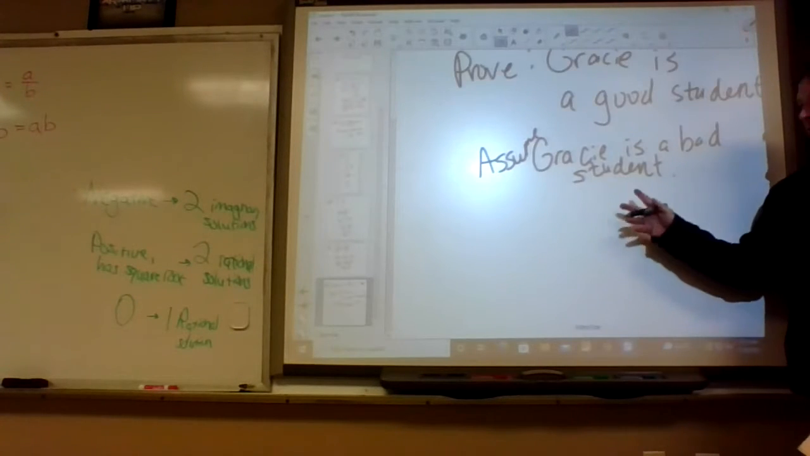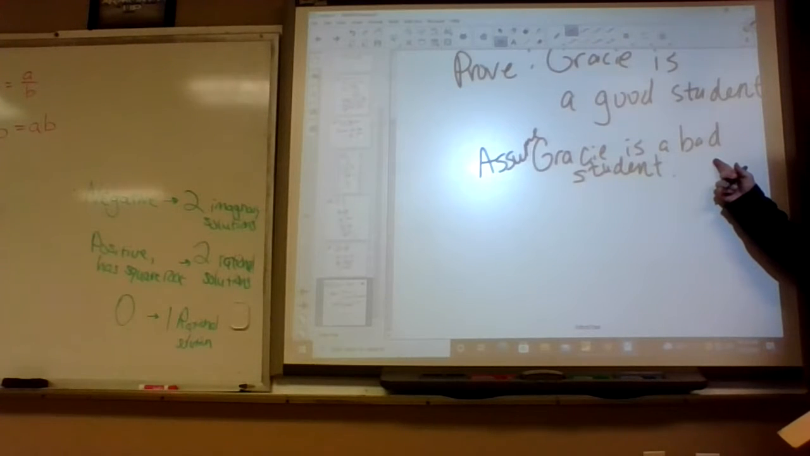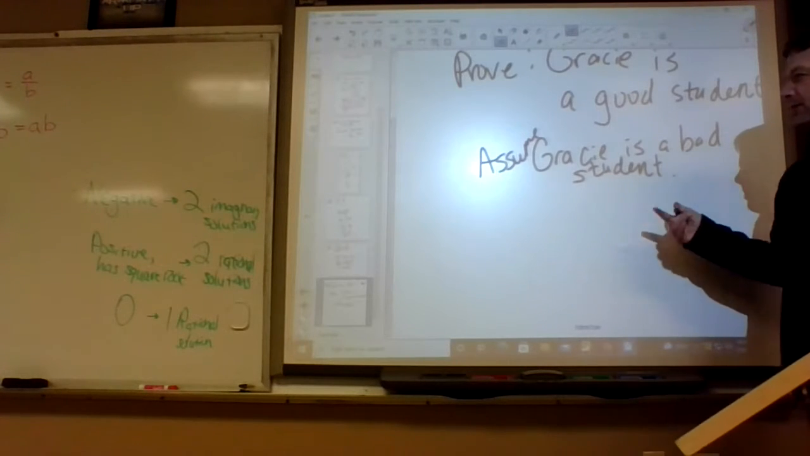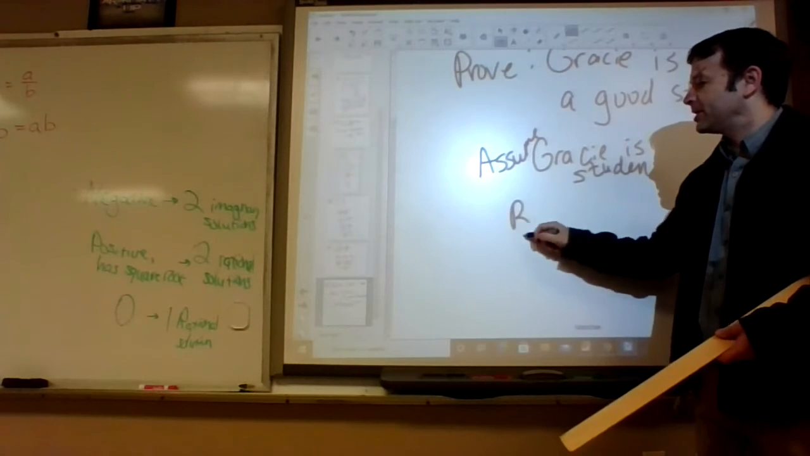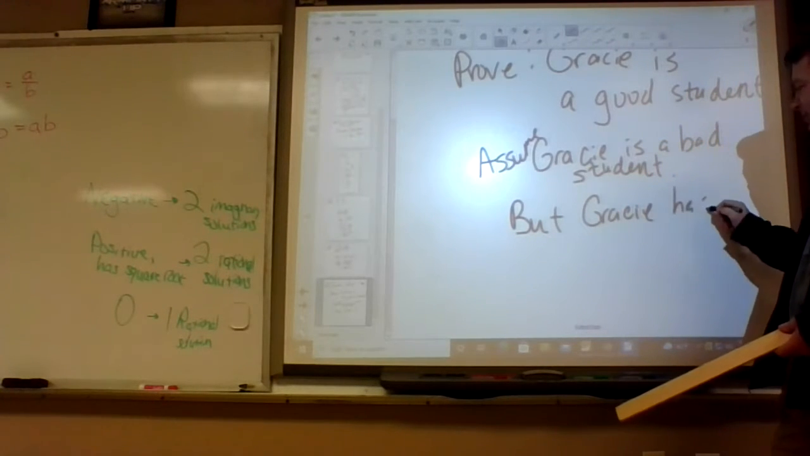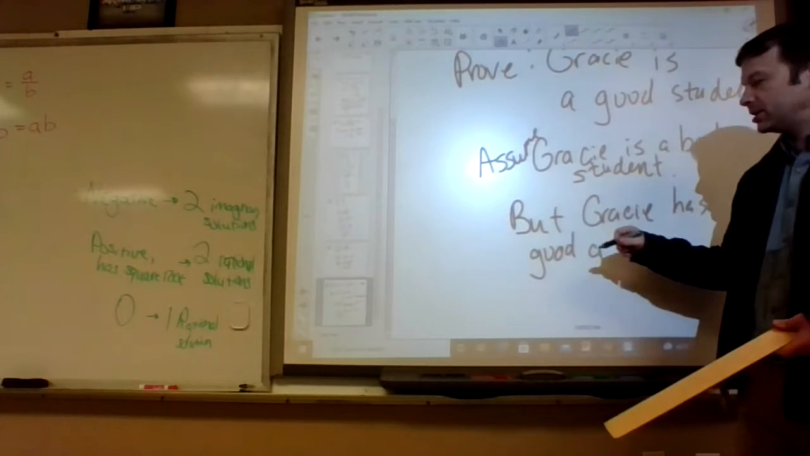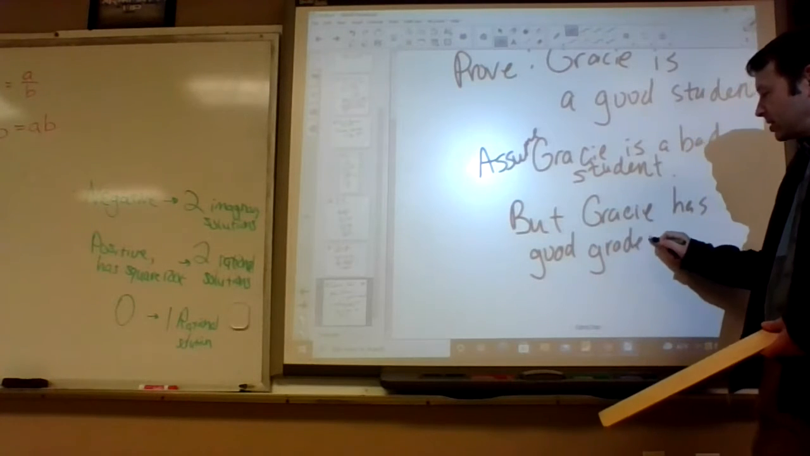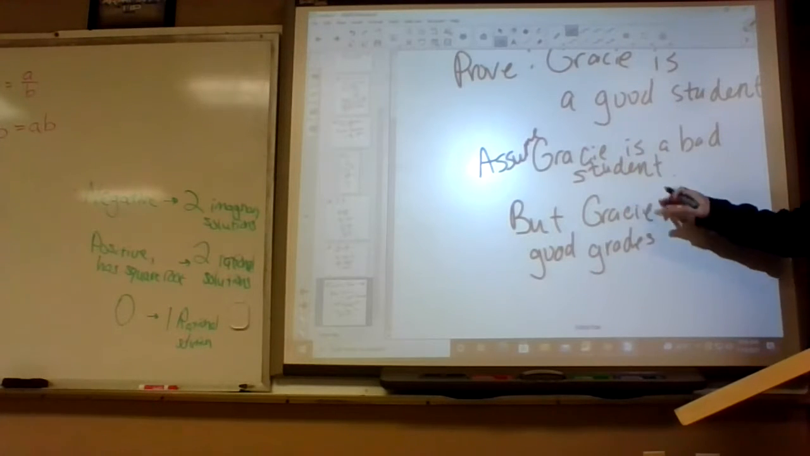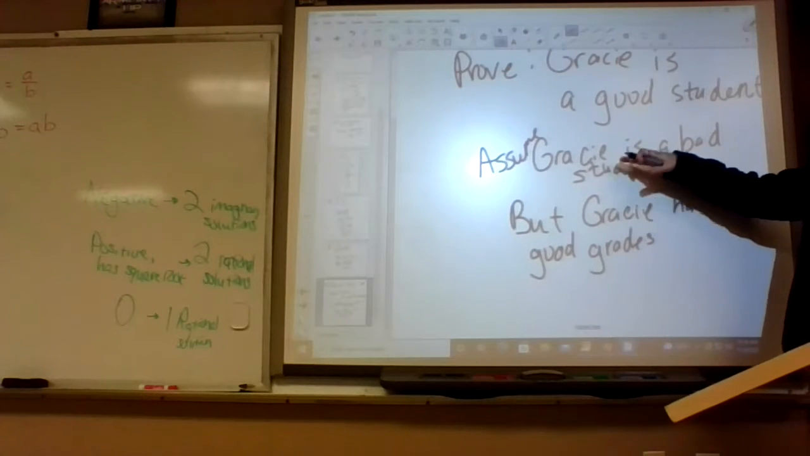So what do you think might contradict this? That Gracie's a bad student. Good grades. She has good grades. So I'm going to say something like, but Gracie has good grades. Suppose she could be cheating, but I'm going to assume that's not true. So, but Gracie has good grades, which contradicts this, right? So therefore, this assumption is false, therefore this must be true.